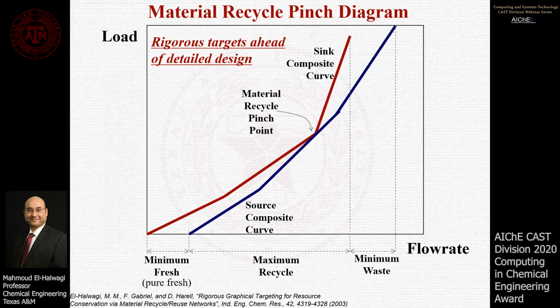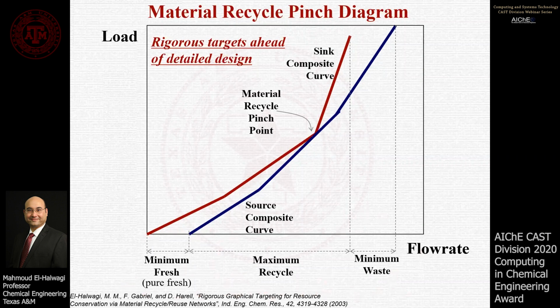But based on these derivations, then we can actually develop the optimum policy, which can be represented as a graph. In this case, it's referred to as the material recycle pinch diagram. And here we have one curve representing all the sinks, and one curve representing all the sources or recyclable streams. And when they are plotted in a certain way with certain superposition rules, then we get this diagram, which gives us three rigorous targets: minimum fresh usage, maximum recycle, and minimum waste discharge.